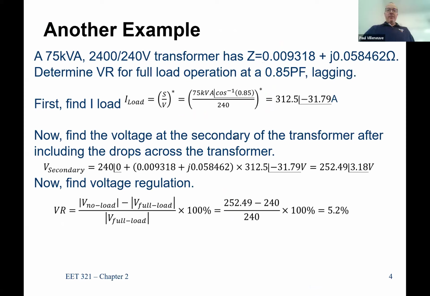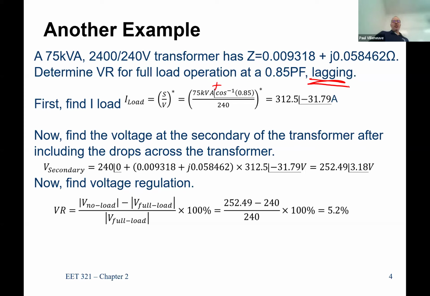Here's another example. Let me move this down over here. 240 to 2400 volt transformer has a goofy impedance, but that's okay. It's got a lot of numbers. We want to determine voltage regulation for full load operation at 0.85 power factor. It's more the same, right? First step we do is find the load current at that power factor, 312.5 at an angle of minus 31.7. Notice this was put in as a positive number because of the fact that it is a lagging power factor.